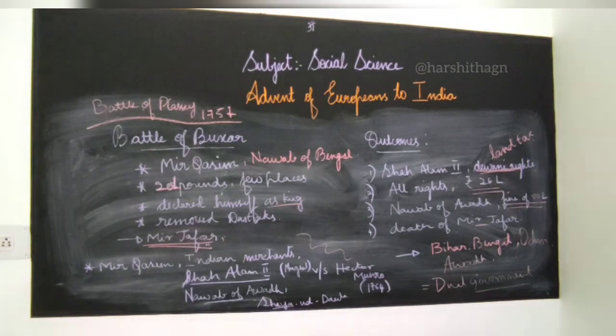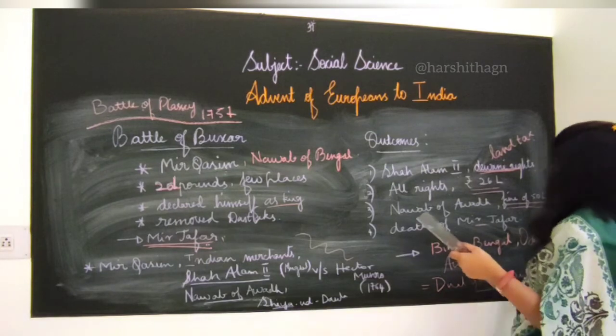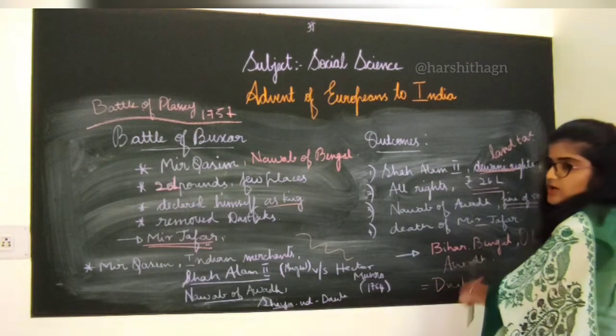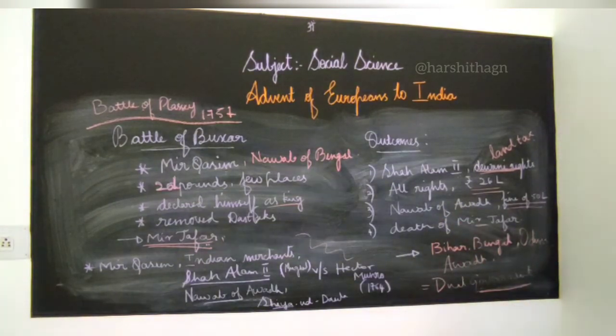and Robert Clive implemented dual government. What is this dual government? Robert Clive implemented dual government, which means, dual means two. All the administration will be looked after by the king itself. All the taxes will be looked after by the Britishers. How clever, right? So administrative power is with the king and the money power is with the Britishers.